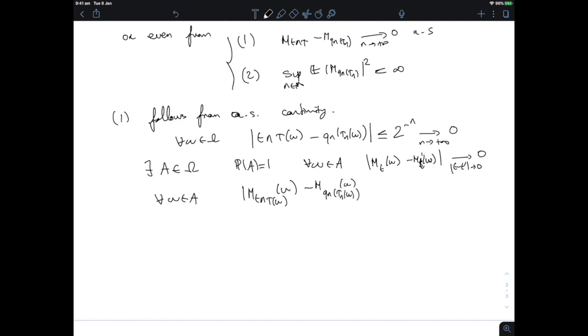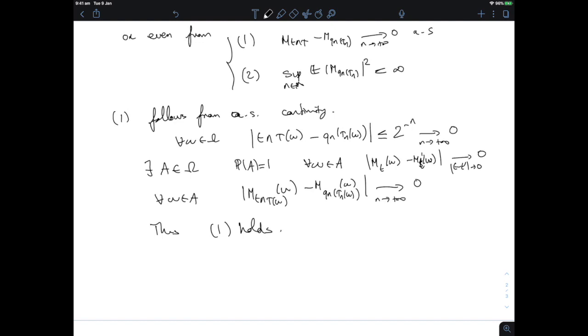It doesn't matter that my times are actually dependent on omega. I fix an omega and know the difference between this point in time and this point in time, for that fixed omega, is smaller than 2 to the minus n. So the distance t minus t' goes to 0. So this has to go to 0 as n goes to infinity. So for every omega in A, I have the convergence of this sequence to the limit that I want, and that set A has probability 1. So 1 holds. Just 1 holds.